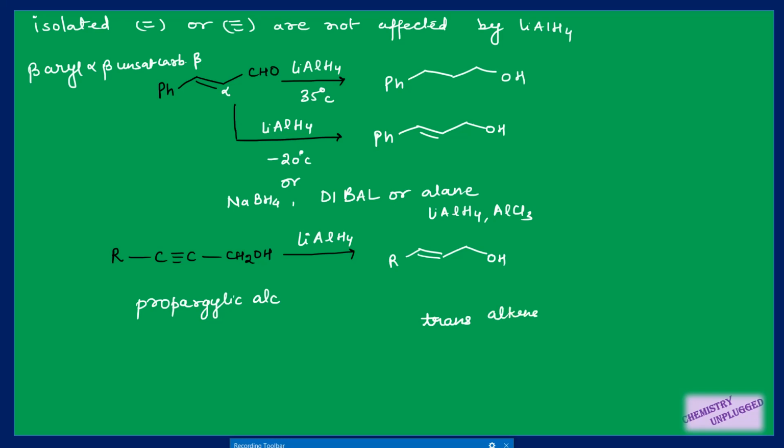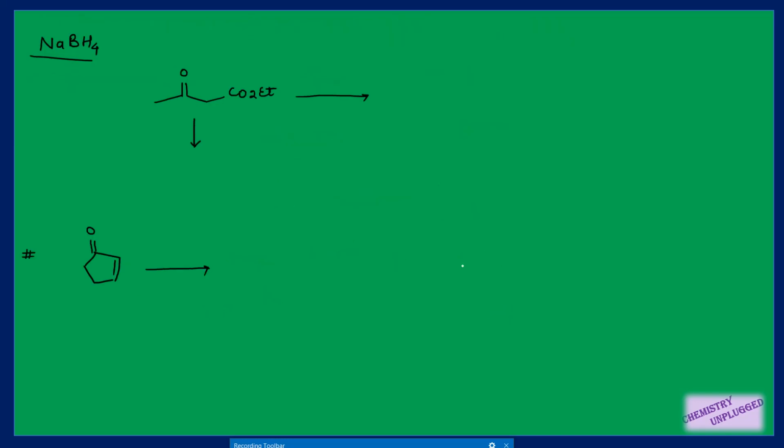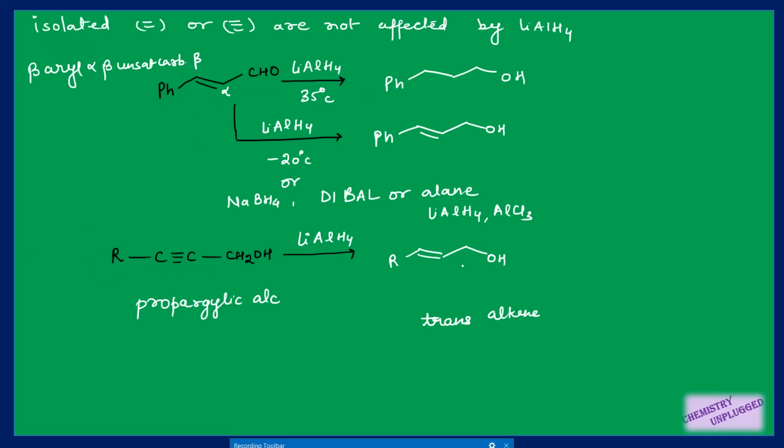So in this particular slide we have studied very important points: we can reduce a double bond at higher temperature with lithium aluminium hydride. Under low temperature conditions this double bond will not be reduced. And the third point is that lithium aluminium hydride can reduce propargylic triple bonds or propargylic alcohols to double bonds, and they will especially form trans alkenes, right?